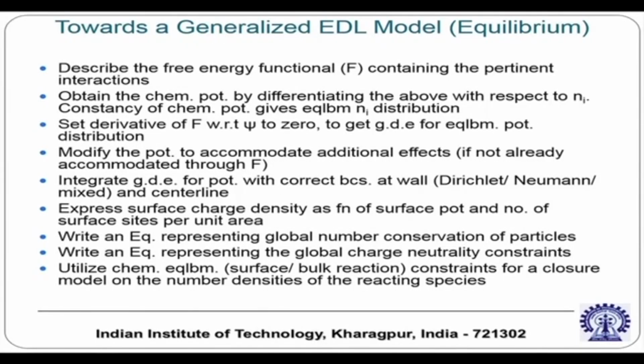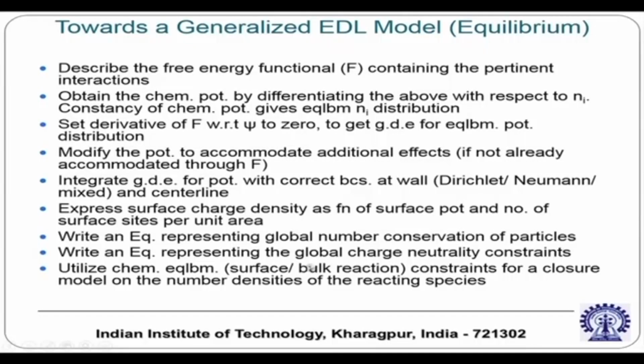So then for modeling electrical double layer overlap, you have to write additional equations. Write an equation representing the global number conservation of particles, write an equation representing the global charge neutrality constraints, because if you have non-zero potential at the center line and non-bulk value of the density, charge density at the center line, somehow you should constrain those values. These value constraints should come from the overall mass balance and overall charge balance. So that needs to be worked out carefully.